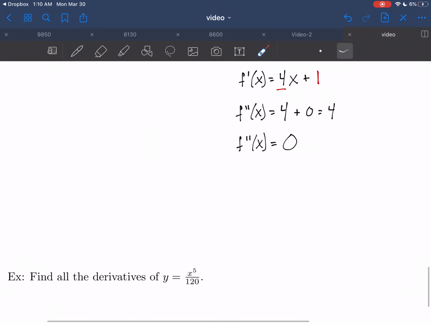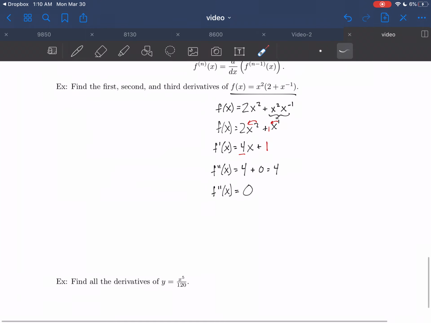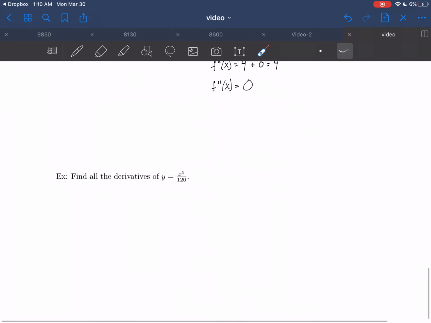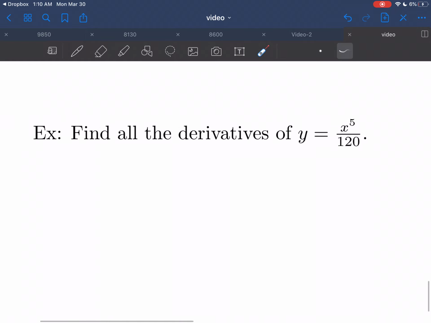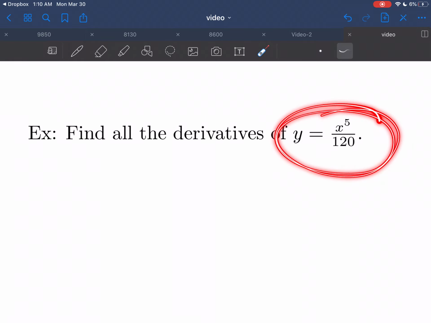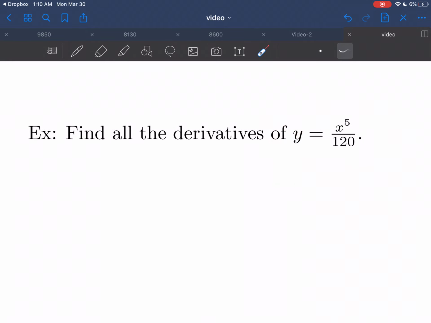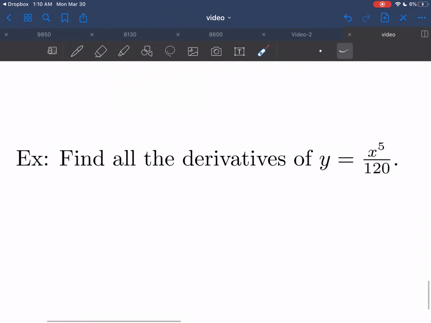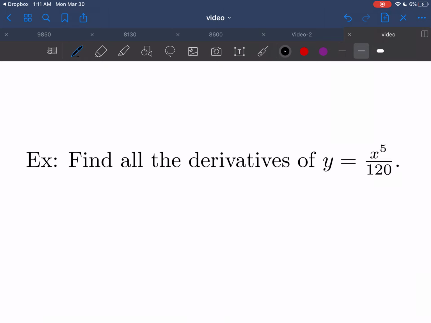Another way you might see this would be if we wanted to find all the derivatives of a function. So, for example, if I had this one and it wanted me to find all the derivatives of some function. Most of the time, if you keep taking these derivatives of the derivatives, eventually it'll taper off to be 0, like our example did up here.